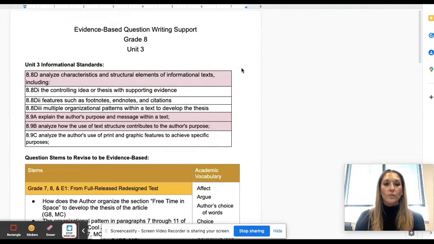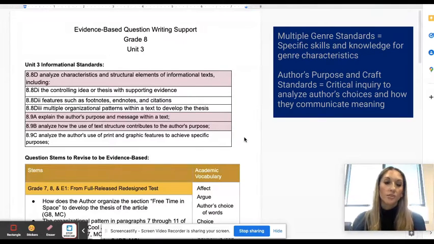So for each unit, we've identified important standards for that unit. So for Unit 3, informational text, we've identified these important standards that you should focus on, and we've highlighted in purple which ones are the priority standards, and of course the non-highlighted are the ancillary.